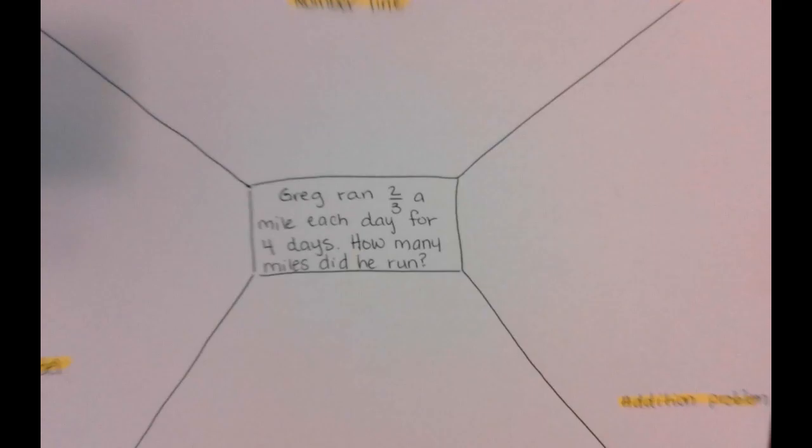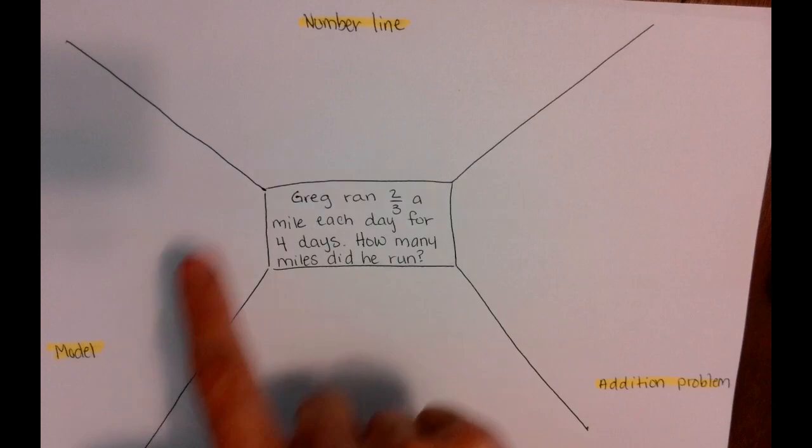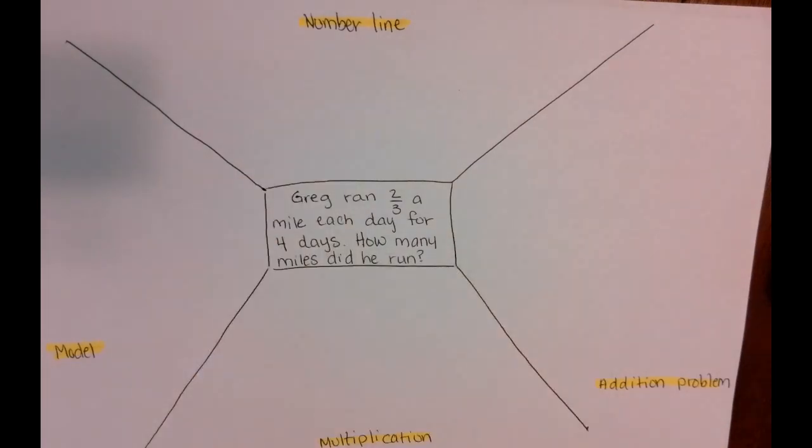Here we go. The problem reads, Greg ran 2/3 of a mile each day for 4 days. How many miles did he run? When I think about this problem, I like to think about it going from the addition problem to the multiplication problem to the model and then finally on the number line. Because that's just the way I understand it best, and I'll explain that as we go. So if we're looking at the addition problem, let's start there.